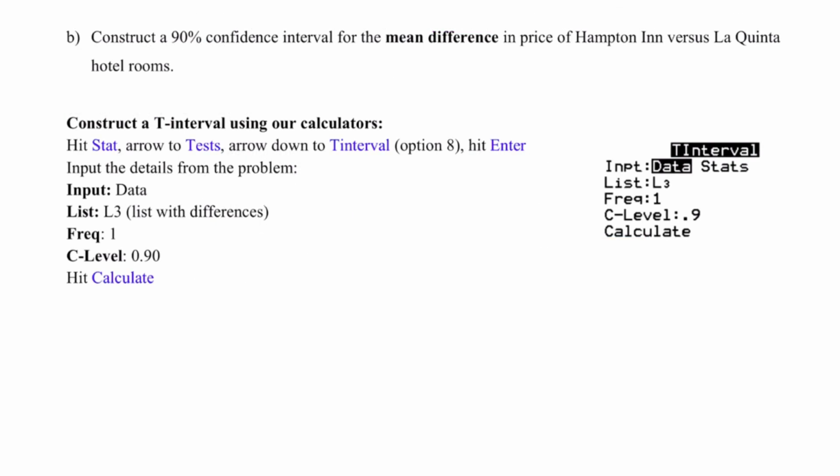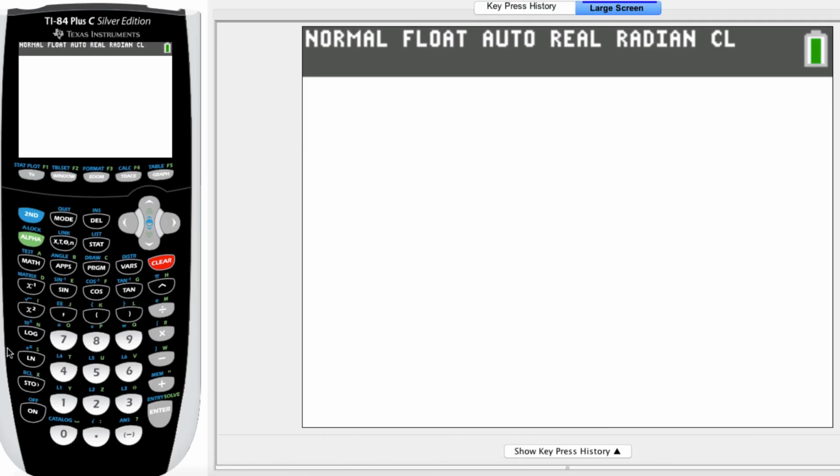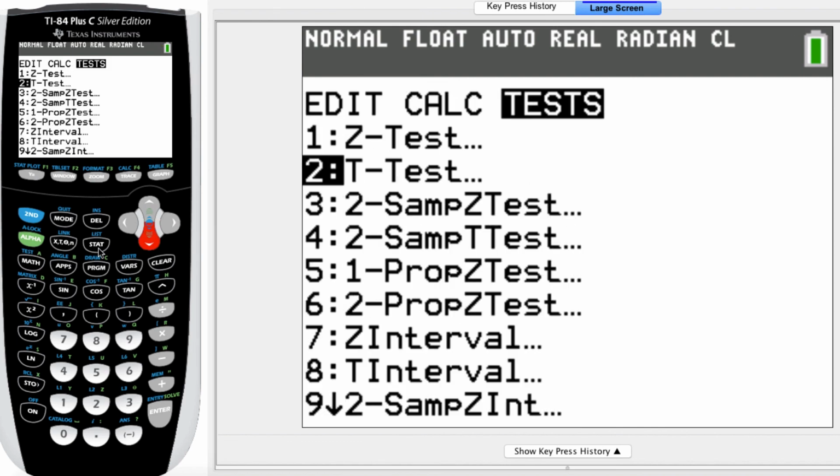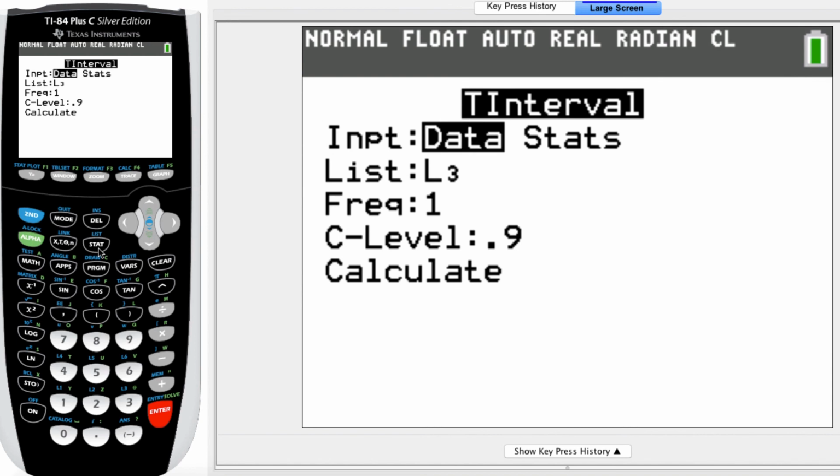So let's head over to part B where we're going to discuss the confidence interval. To construct a 90% confidence interval for the mean difference of our matched pairs data, we're going to use a t-interval. You see the steps on your notes. So heading over to our calculator one more time, we're hitting stat, and I'm going over to tests, and you see option number 8 is your t-interval. Hitting enter on t-interval, we still have the data in L3. We just need to make sure our confidence level is at 90%, which mine is, so I can hit calculate.